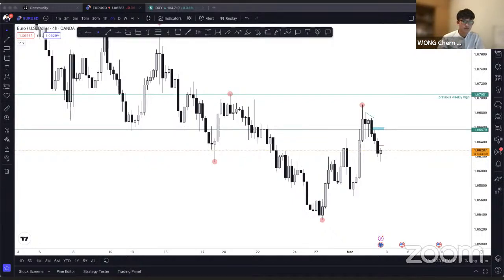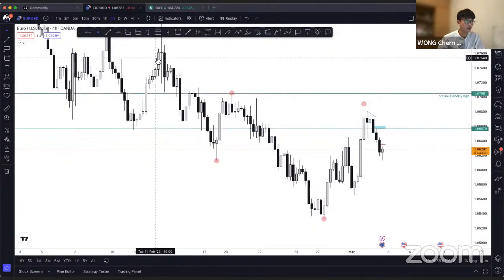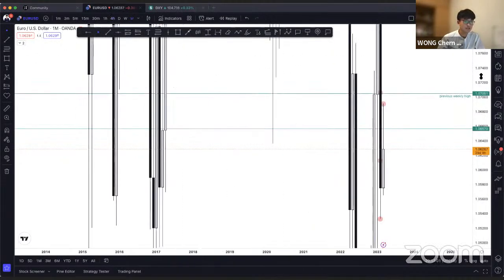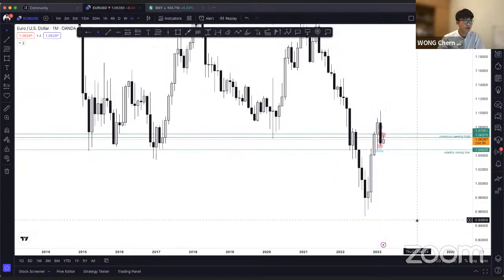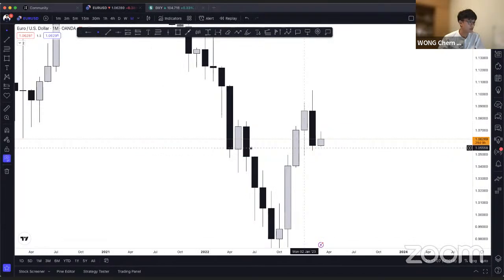Without further ado, let me delve straight into the charts. If you're looking at euro dollar, let me talk about the euro dollar. Today I'll be analyzing the euro dollar because I am looking for some kind of short position on the euro dollar. So let's start with the monthly time frame.